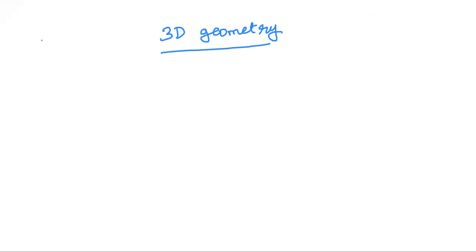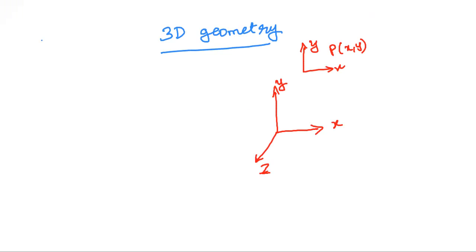Like in two-dimensional geometry, we had x-axis and y-axis, and every point was represented as x comma y. Here we'll have three mutually perpendicular axes: x-axis, y-axis, and z-axis, which are analogous to your i cap, j cap, and k cap. The only thing is now the point is represented by x comma y comma z in this plane, where O is the standard origin, which is the intersection of all mutually perpendicular x-axis, y-axis, and z-axis.